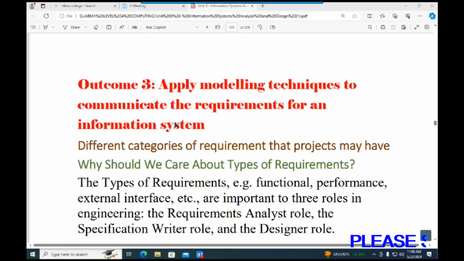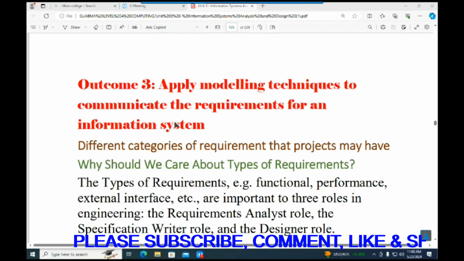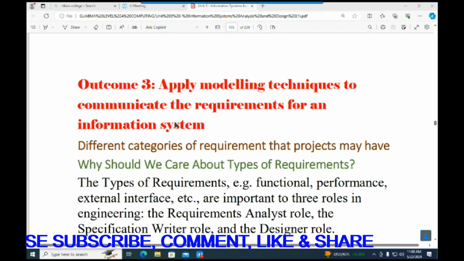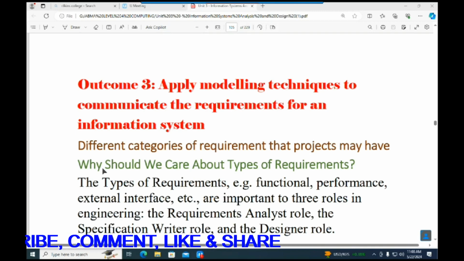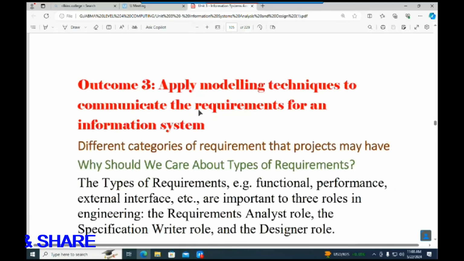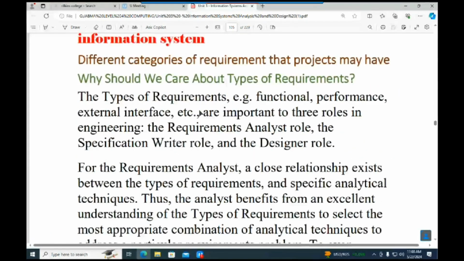Okay, so we were supposed to handle outcome 3, and on outcome 3 we are supposed to apply modeling techniques to communicate the requirements for an information system. In applying modeling techniques to communicate the requirements for an information system, we are going to begin by talking about the different categories of requirements that a project may have. A project may have different categories of requirements. So, what are these categories of requirements that an information system project may have?